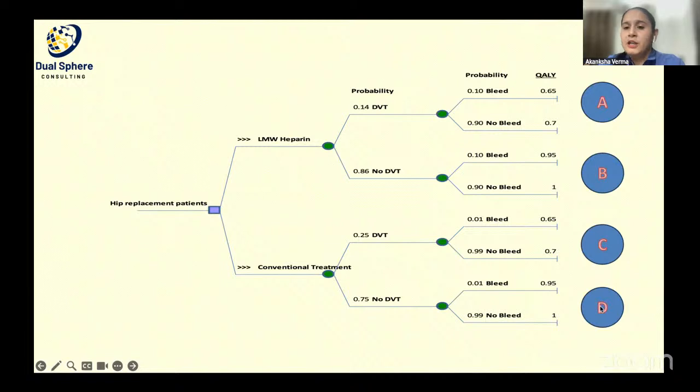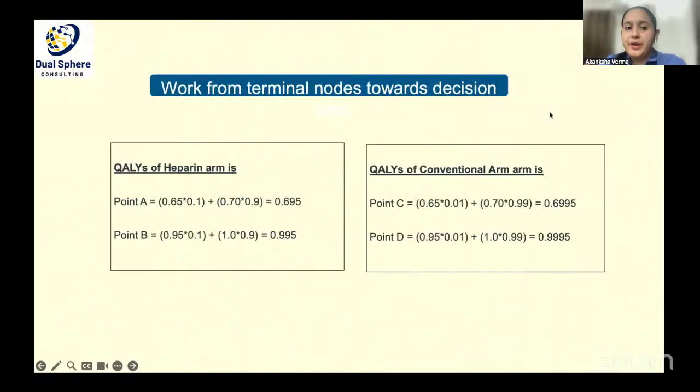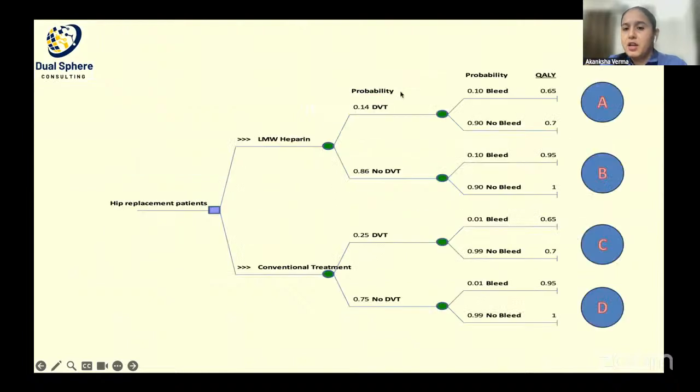Now we are going to do the payoff calculation. Yesterday I told you the calculation we do starts from the terminal node. So you have to start calculating your payoff, the cost and qualities from your terminal node, and this is your terminal node here. Okay, so how would you do it? For point A, you multiply your payoff value with the probability of that branch.